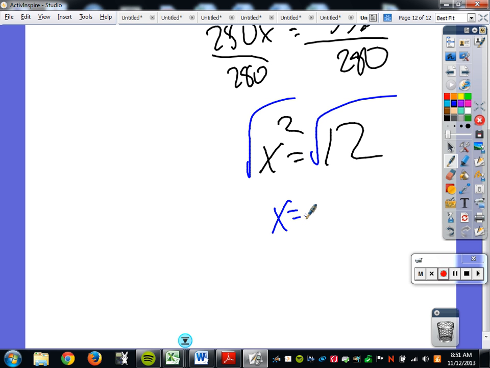Okay, Colton, what's in 12? 6 and 2. What's in 6? 3 and 2. Alright. So 6 and 2, and then you said 3 and 2, right? What's the buddy? And what gets to go under?